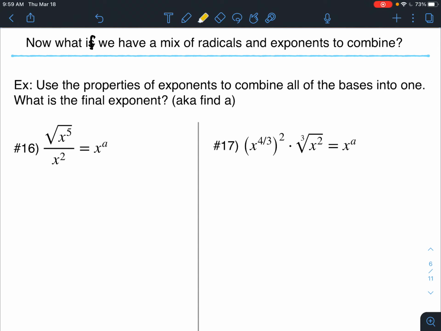So if we look at the problem, right, it wants to know the square root of x to the fifth over x squared equals x to what power? So what we're being asked to do here is combine everything and then just figure out what the final exponent would be. So the first thing I'm going to do is rewrite all of my radicals so they're exponents. So, right, this is a square root that has an invisible index of 2. So in the bottom I have x squared.